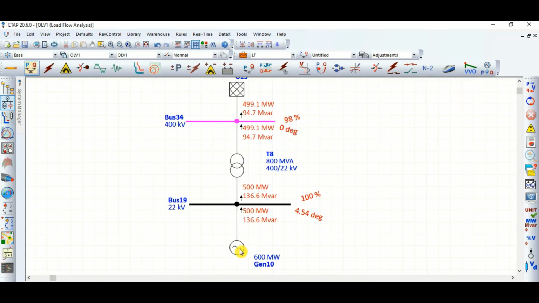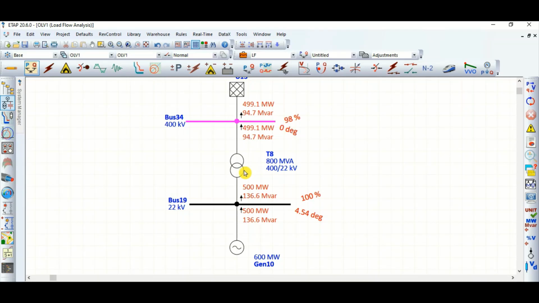Now you can see the generator is supplying 136.6 Mvar reactive power. So that means it depends on the grid side voltage also, whether the grid side voltage is more than 100%, less than 100%, or exactly at 100%. So it depends on that. This is factor number 2.